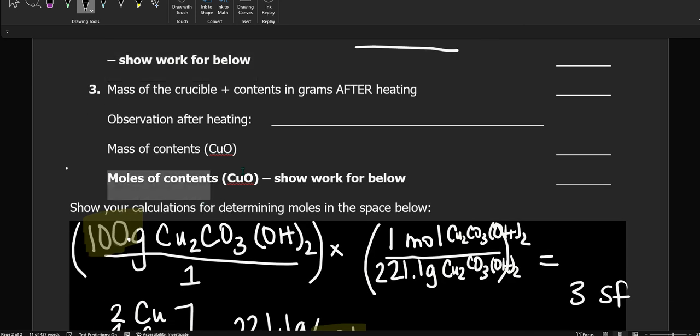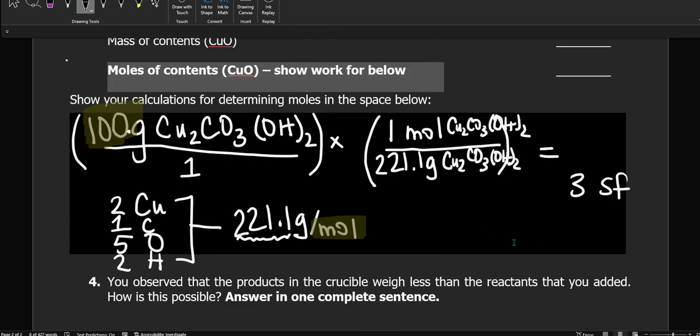And then again, moles of what you decompose to. So the moles of the contents, which is essentially your copper oxide. I would like to see that again for that one. So I'm going to see 2 of these. Okay, 2 of these set up.